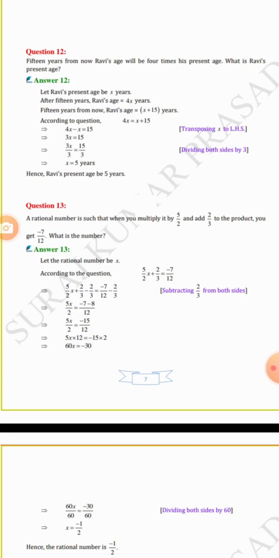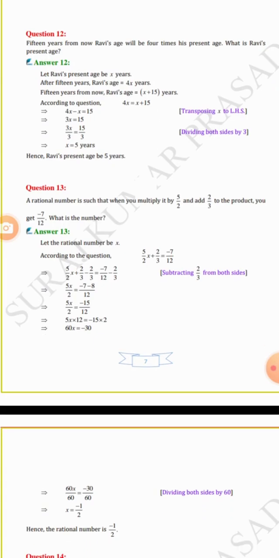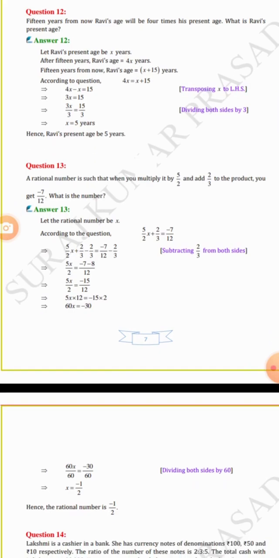According to the question, there is a rational number such that when you multiply it by 5 by 2 and add 2 by 3 to the product, you get minus 7 by 12. We have to find the number. Let the rational number be x. According to the question, 5 by 2x plus 2 by 3 is equal to minus 7 by 12.